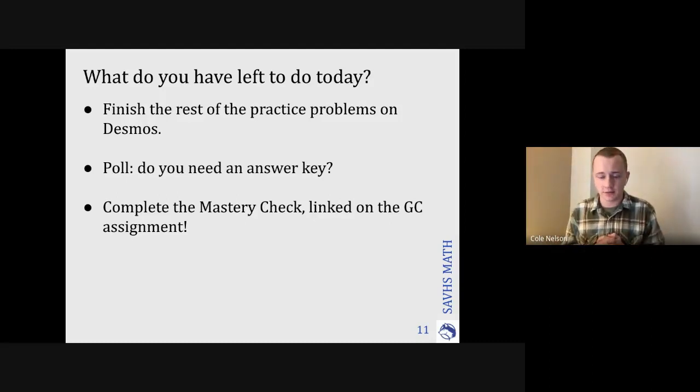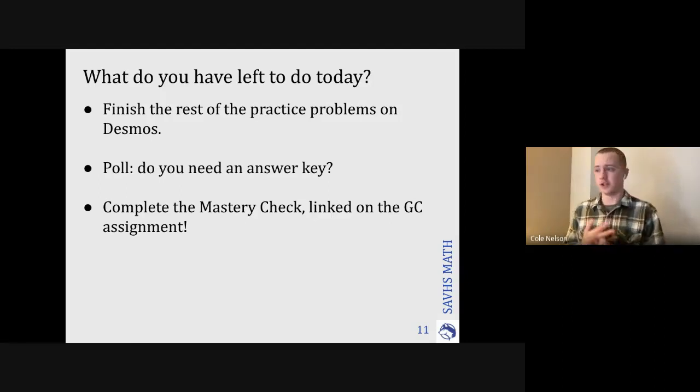In the chat, yes, you want an answer key to all these problems, or no, you do not want an answer key to all of these problems. Please put something in the chat for that. No shame either way, I just need to know, because I'll make one if you want one.